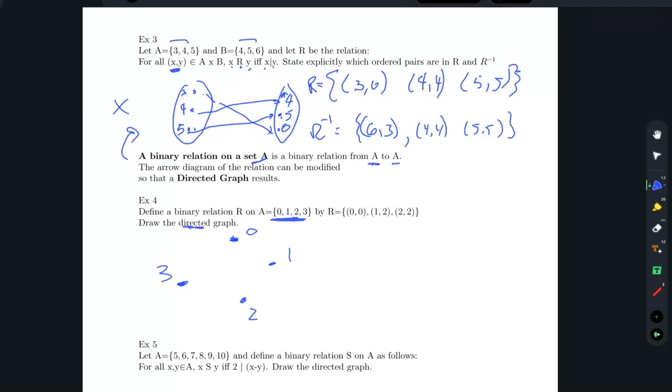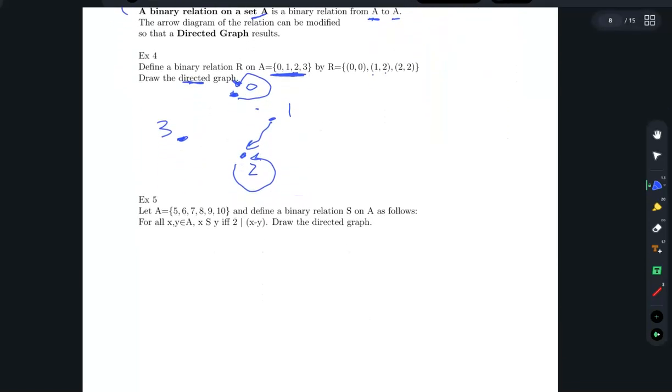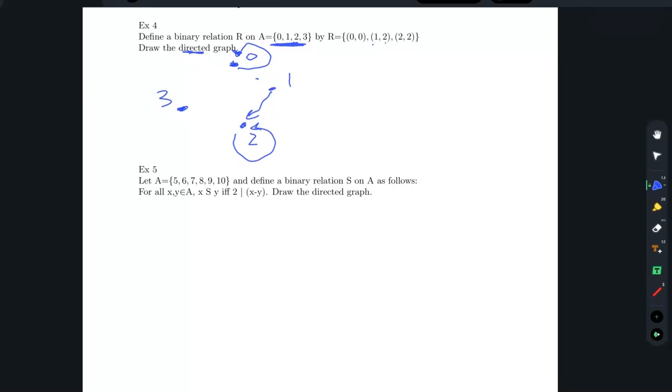So there's a relation between 0 and 0, so I'm just going to draw this arrow loop around 0. And then I've got an arrow from 1 to 2. Oops, I'm sorry, I'm drawing in the wrong place. From 1 to 2. And then I've got an arrow from 2 to 2. So that's the directed graph. All right, so that was a pretty simple one. So let's try one that's a little more challenging.